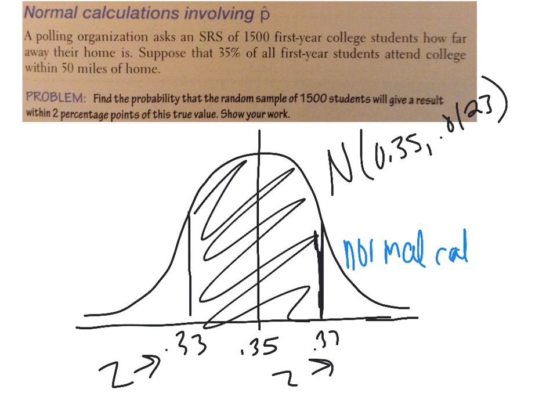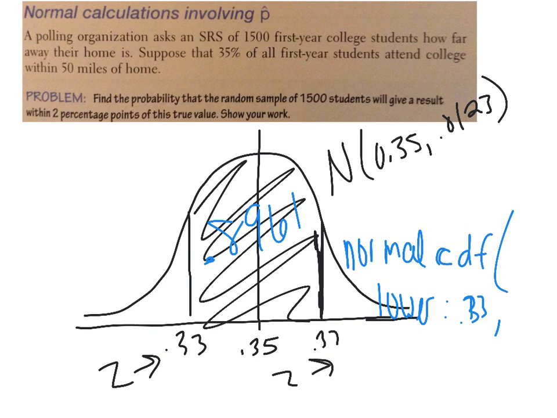If I'm using my calculator, I'm listing everything out. Normal CDF, and then I'm going to put all my information in. I'm struggling to write, guys, sorry. Lower is 0.33, upper is 0.37, my mean is 0.35, my standard deviation is 0.0123. Close my parentheses, and that's going to give me an area of 0.8961. And if you use z-scores, you get 0.8968.